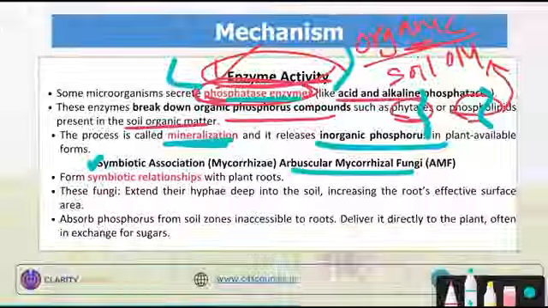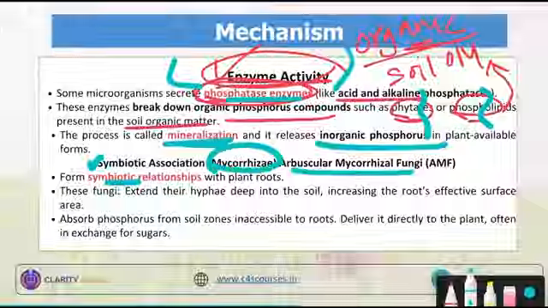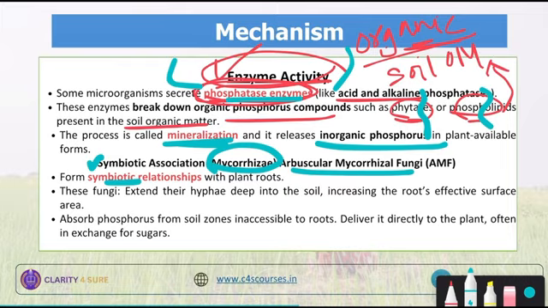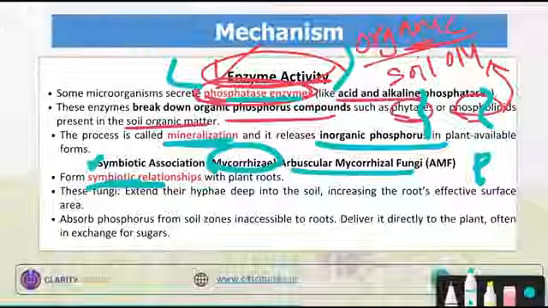Okay, the first most important thing is the symbiotic relationship. These mycorrhizae, these fungi, form a symbiotic relationship, that is, they are mutually benefited. The plant or the tree on which they are feeding gains phosphorus, and the fungi are also benefited because they get sugar, the food, from that host plant. So they form a symbiotic relationship with the plant roots.